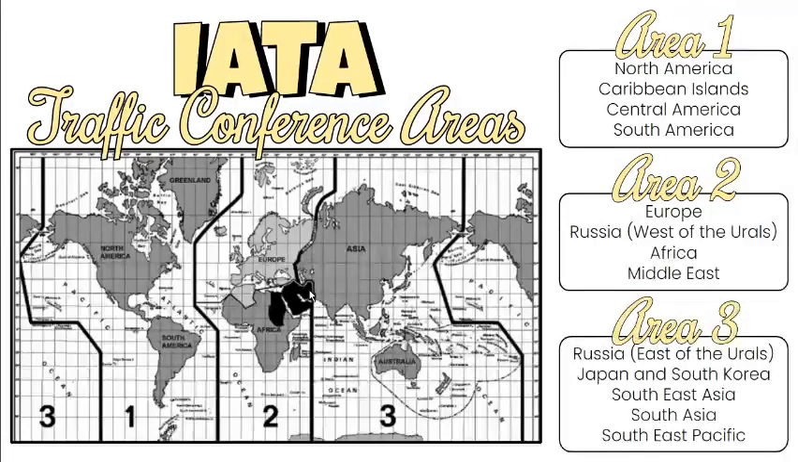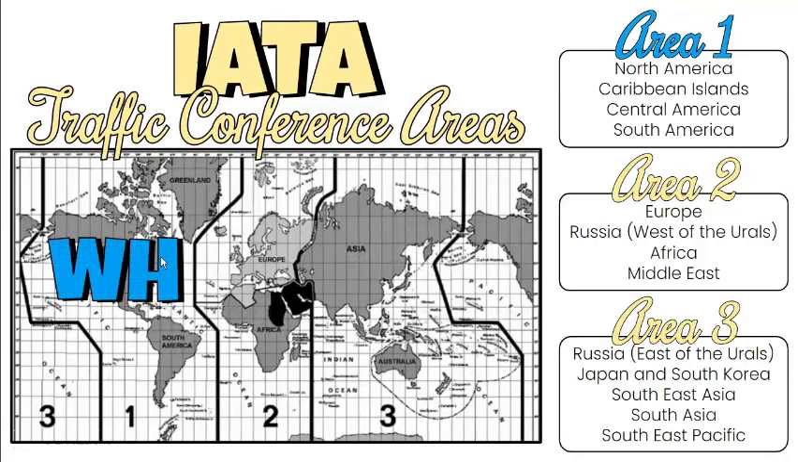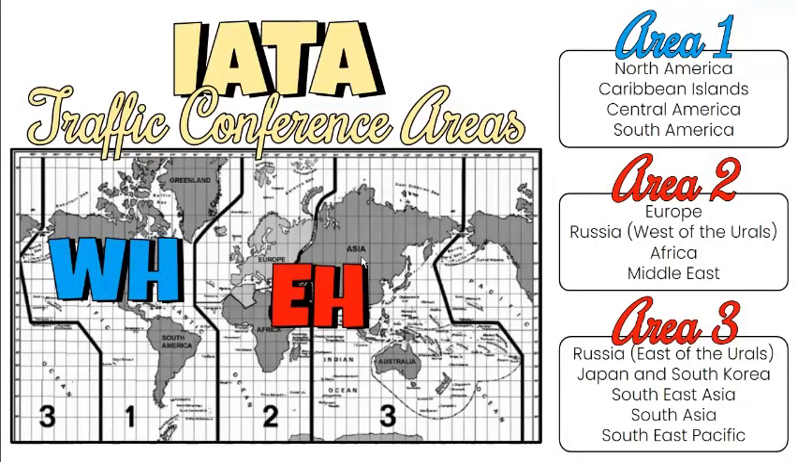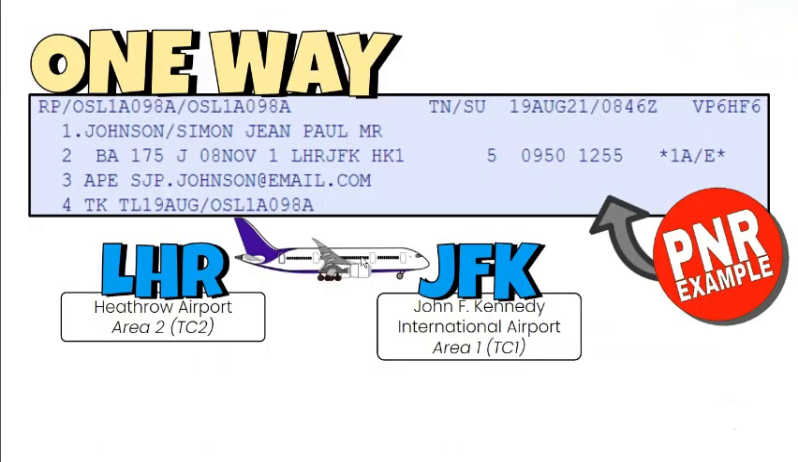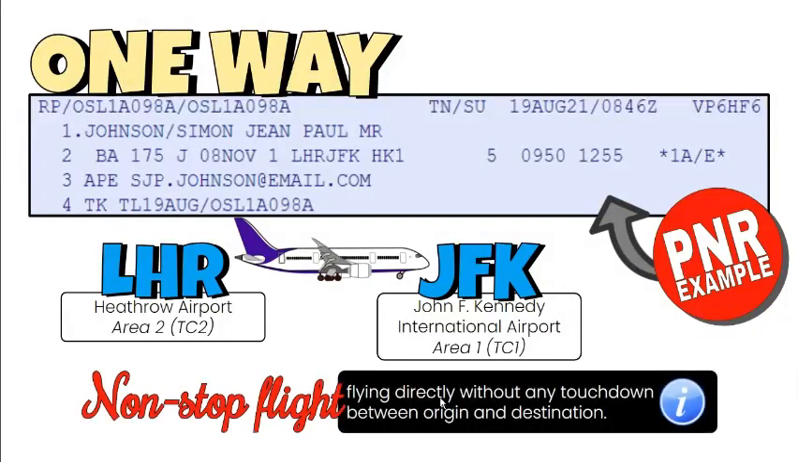You may have also encountered the terms Western Hemisphere and Eastern Hemisphere when talking about world map. Remember that the world map is split into two uneven halves. Western Hemisphere is composed of all of Area 1, while Eastern Hemisphere is all of Areas 2 and 3. Going back to our one-way itinerary, this is considered a non-stop flight because it is a single flight between two cities without any touchdown between the origin and destination.